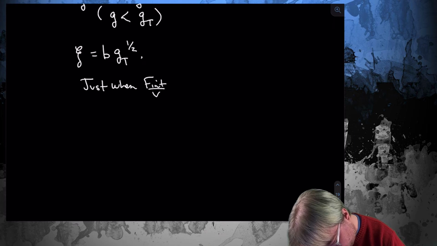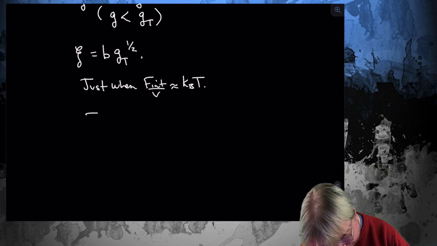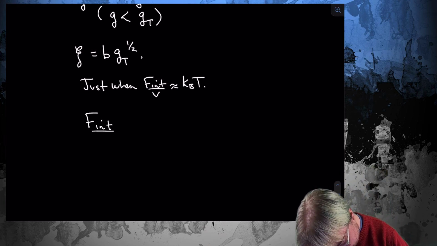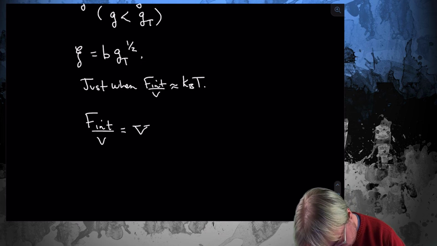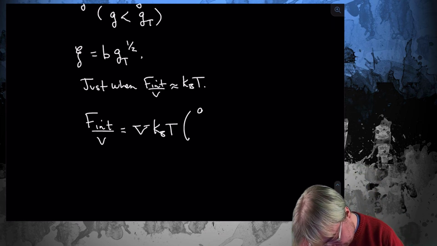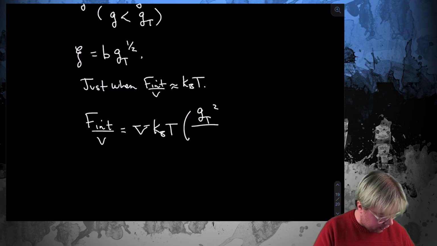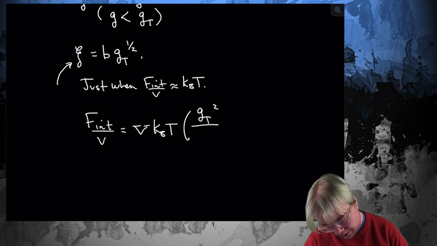this interaction term is about kBT, I can estimate what that would be, right? So this term F int divided by V is equal to the excluded volume times kBT. Well, I just plug in what I've got. So I've got GT monomers squared divided by R cubed. Well, what is R in this case? R is the size of the thermal blob, so it's this value.